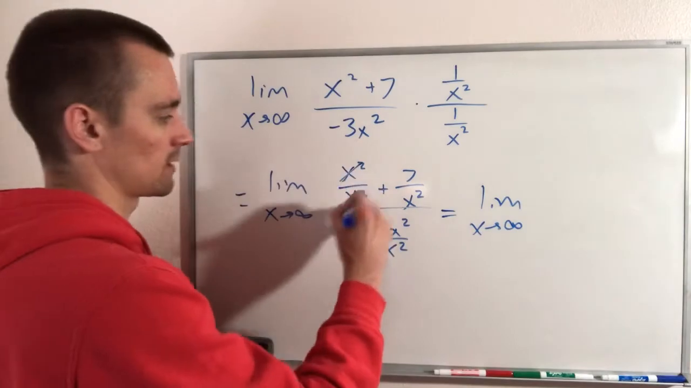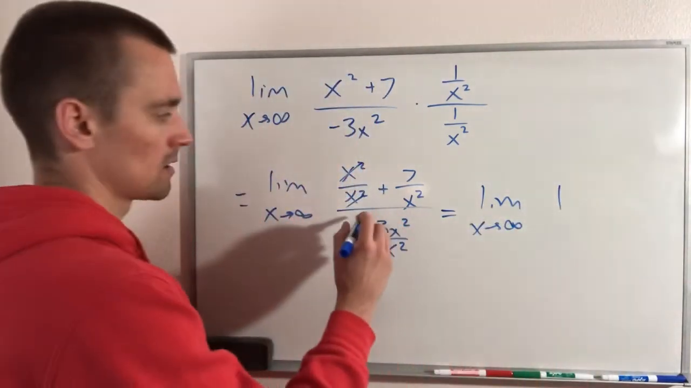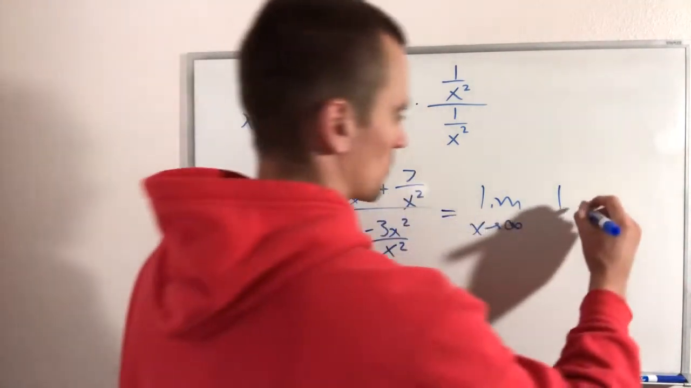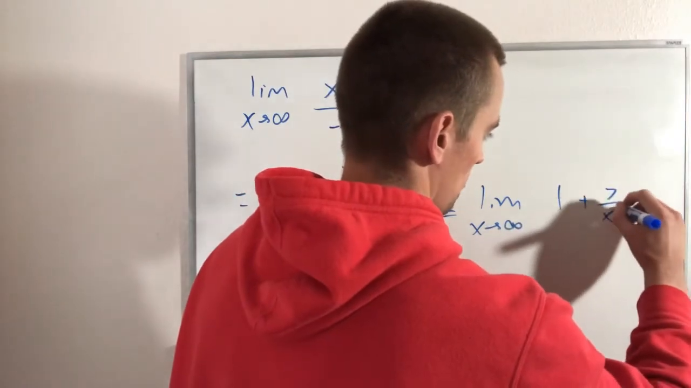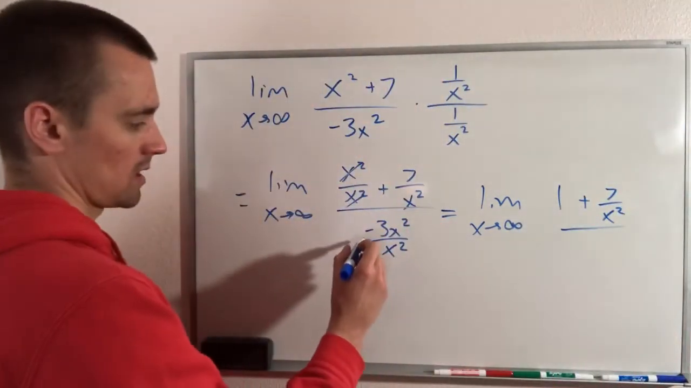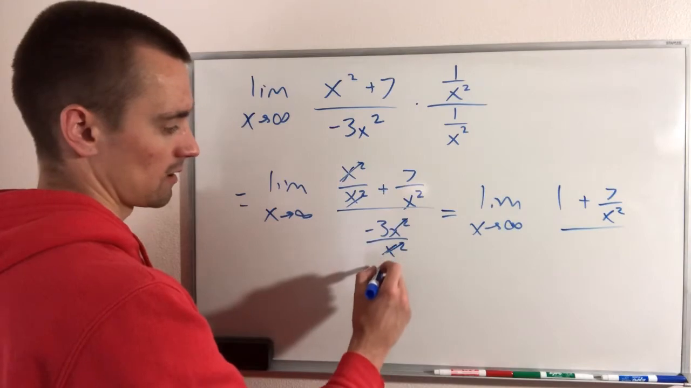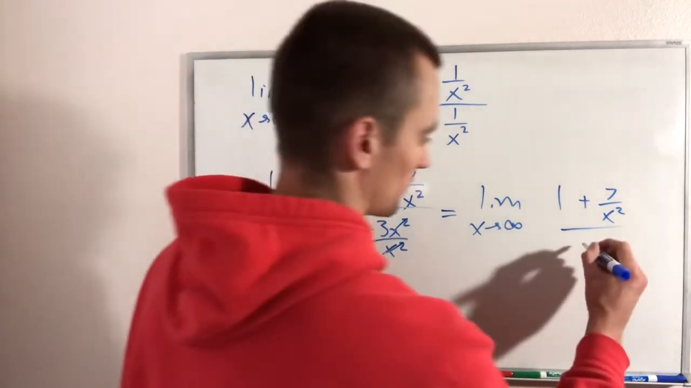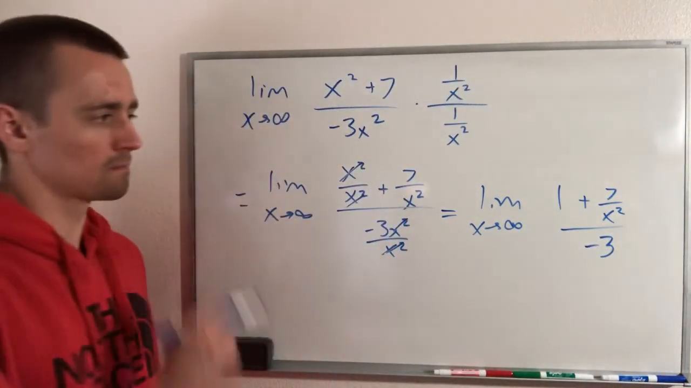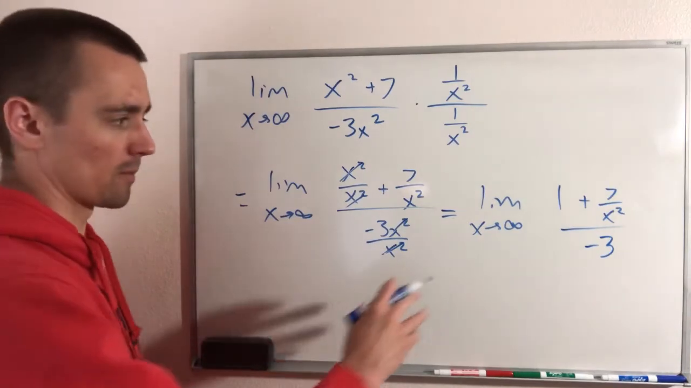So x squared divided by x squared is just 1. 7 over x squared is not going to be able to simplify. And then negative 3x squared over x squared, the x squareds will cancel, we'll just have negative 3. Okay? So now you can think about the limit properties.